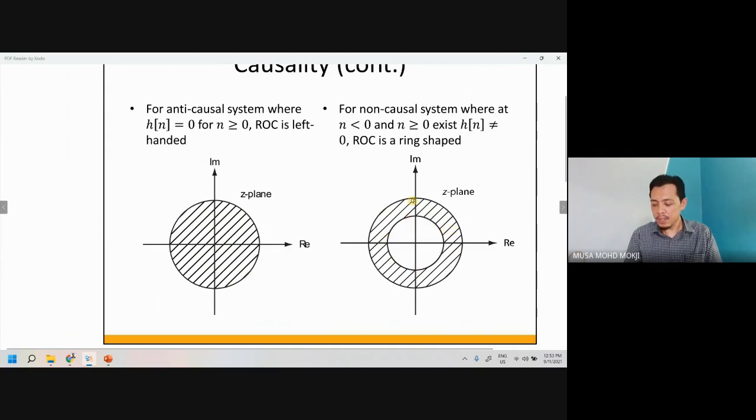So there will be this region, and then at the center there will be some region which is infinity, and this outer ring will be infinity also. Okay, so whatever you do, you will get only these three types of ROC. It's not possible to get anything other than these three.